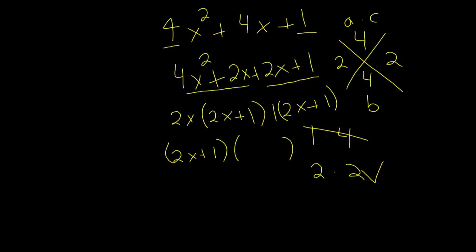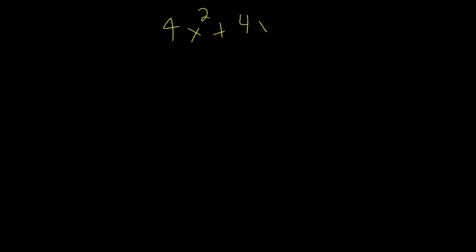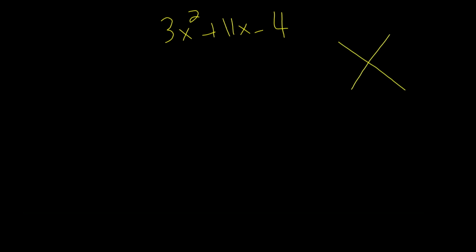Now let's do another problem here. Alright, so we have the problem 3x squared plus 11x minus 4. And remember, the first thing to do is draw the x box. On the top is a times c, and that's 3 times negative 4, which is negative 12. And on the bottom, which is b, goes 11.